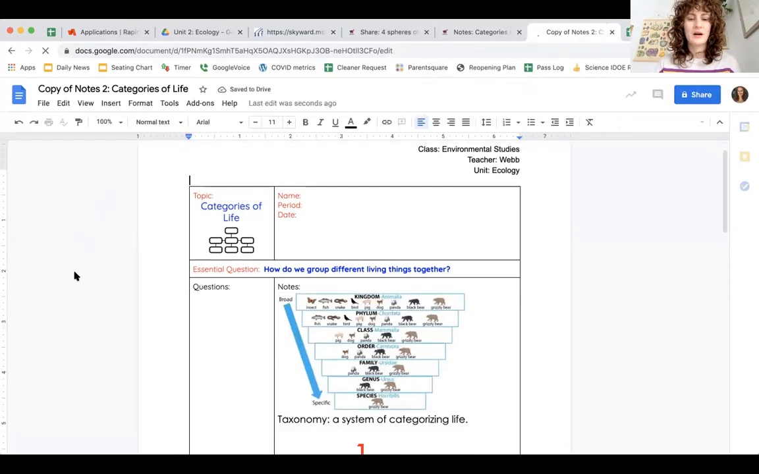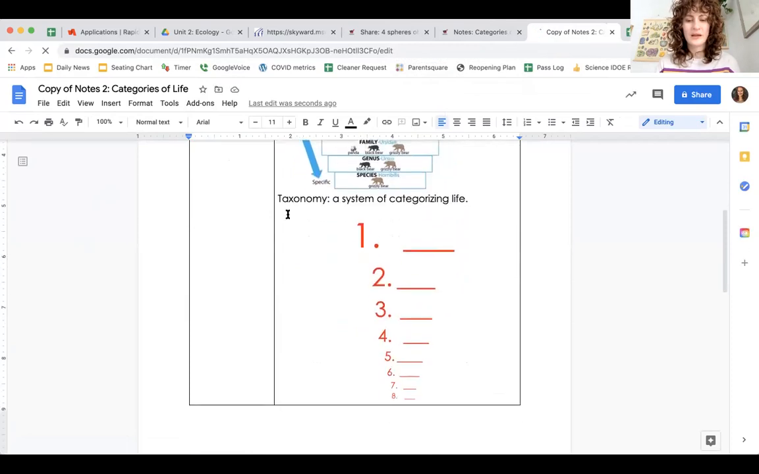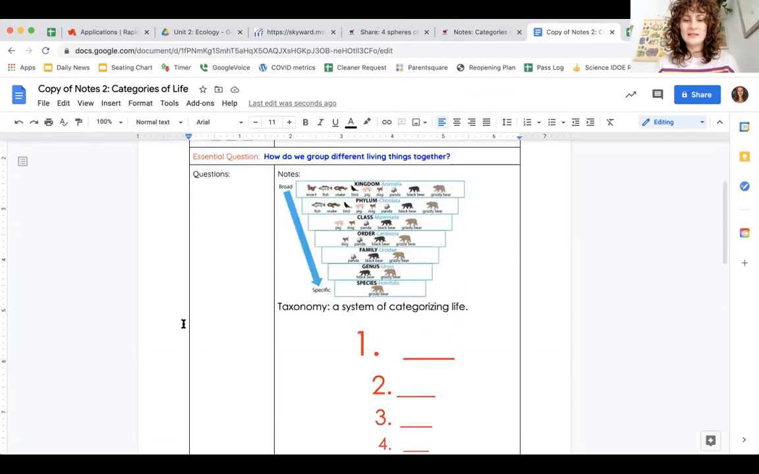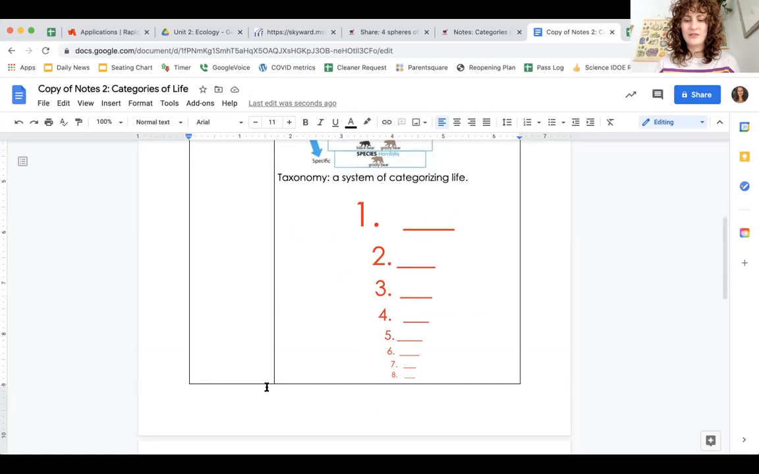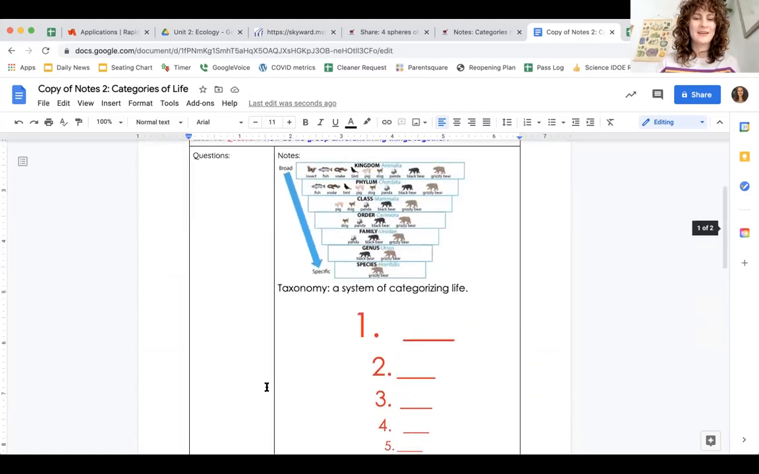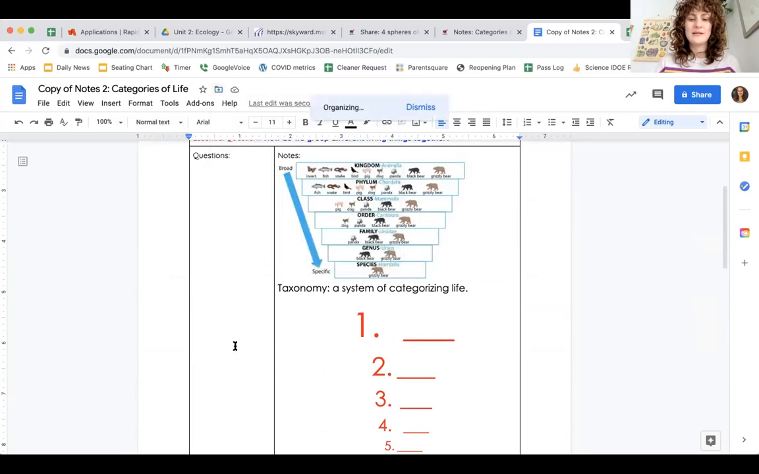All right, so here are our notes. How do we group different living things together? We've got some diagrams. We have this sort of reverse pyramid looking like this, or at least it's supposed to, and the font is in all sorts of different sizes, and that is intentional, so you can get the appearance of an upside-down pyramid. So let's first move this into the correct place. Unit 2 Ecology, keep it organized.